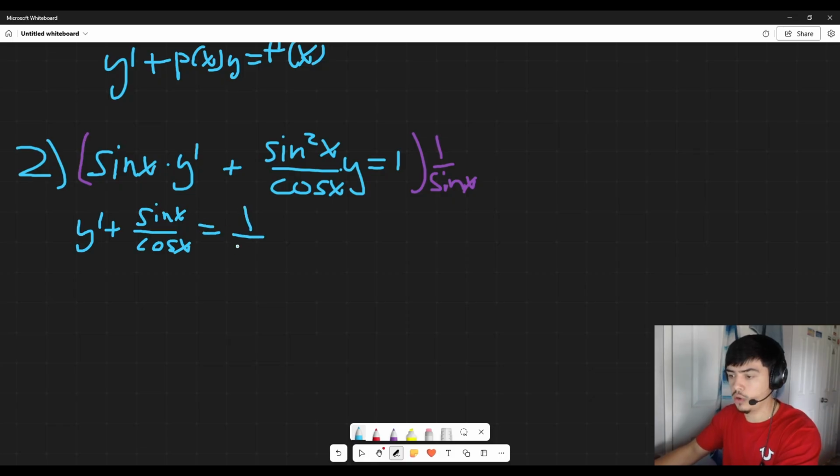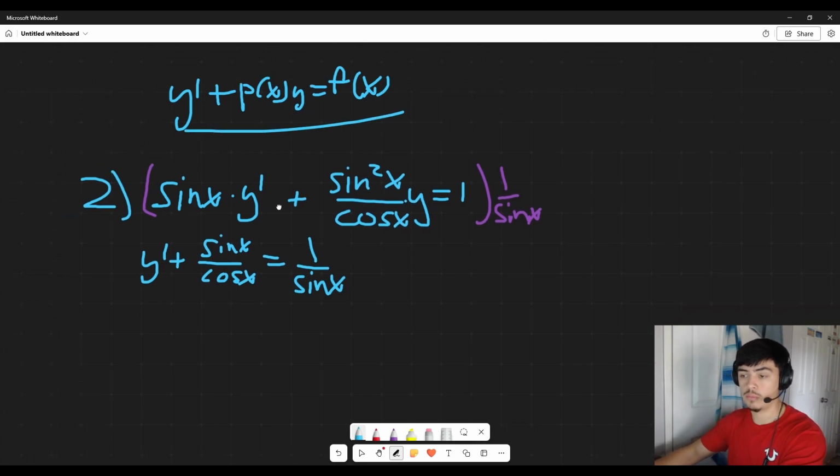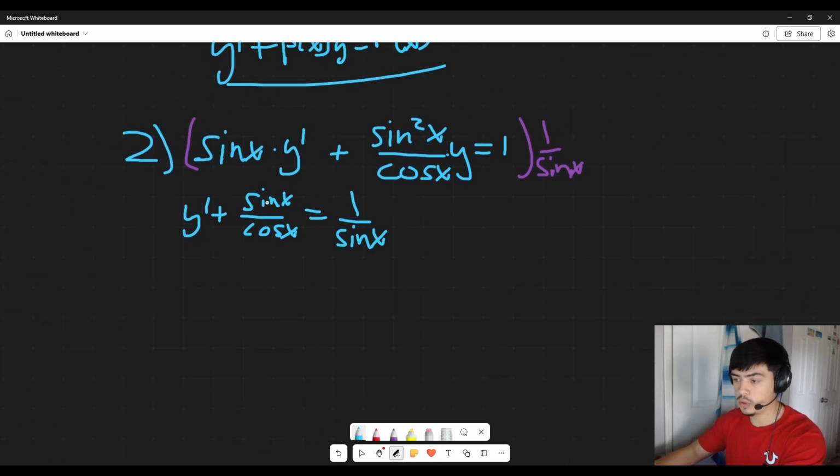equaling 1 over sine x. Now we do have it in the form. We have it in this form, right? Which is perfect. Remember, sine x over cosine x is equal to tangent. So we have y prime plus tangent x equals, and I know you might be tempted to rewrite this as cosecant, because 1 over sine x is cosecant, but we're actually going to just leave it like this for now.